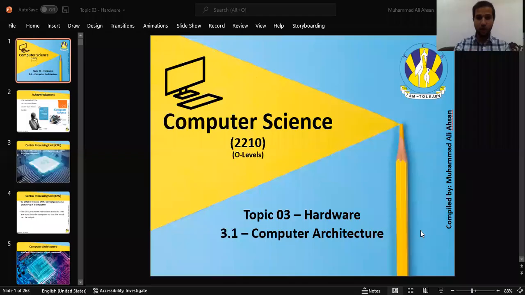And today we'll be studying the topic computer architecture. So today we'll be looking at what's there inside the CPU, what's there inside the microprocessor chip that you have seen. So let's start. So this topic is topic 3.1, that is computer architecture.